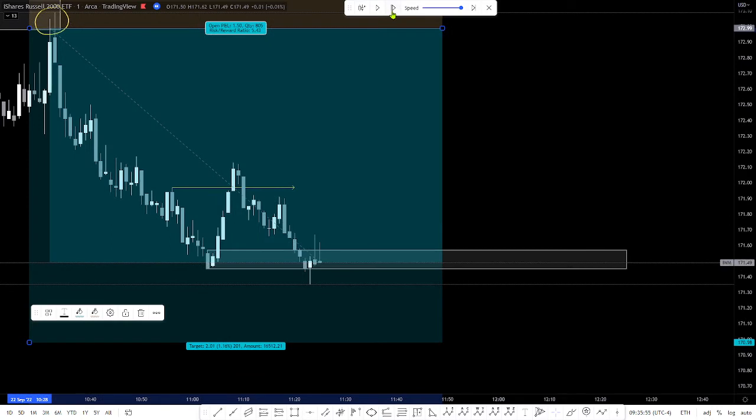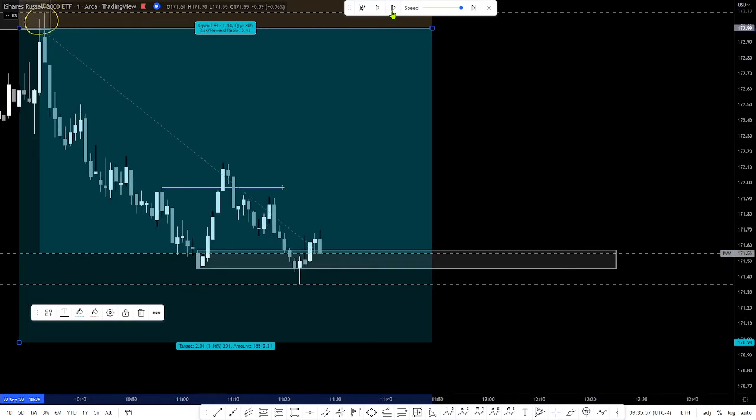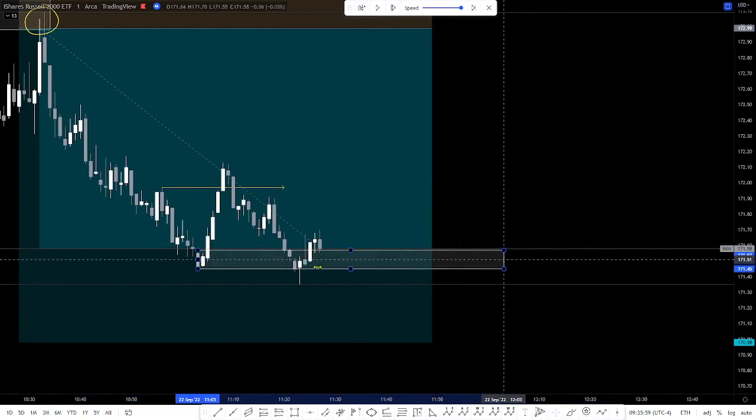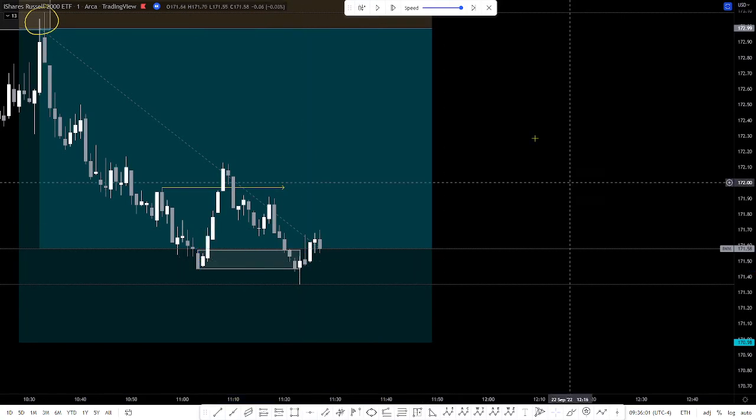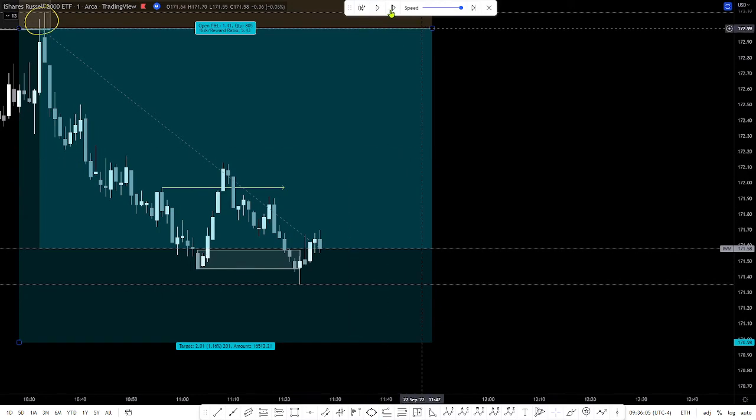Cut right through. And the fact that we cut right through means it's no longer a validated order block. So we should continue to move lower or chop between a balance zone before we actually move lower.